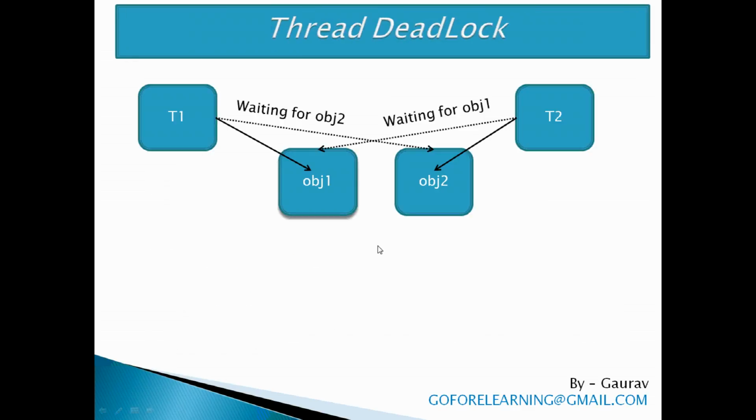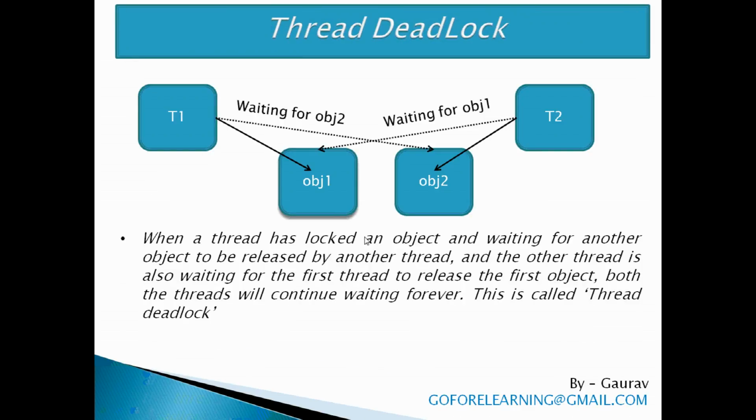Next is deadlock of threads. When a thread has locked an object and is waiting for another object to be released by another thread, and the other thread is also waiting for the first thread to release the first object, both the threads will continue waiting forever. This is called thread deadlock. How to avoid thread deadlock? There is no specific solution for this problem of deadlock. It depends on the logic used by the programmer. The programmer should design the program in such a way that it does not form any deadlock.